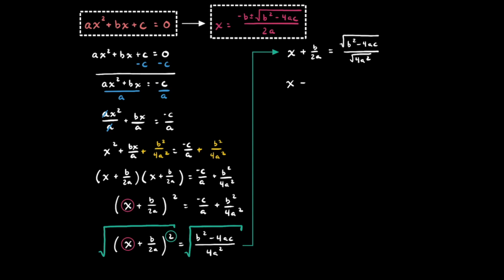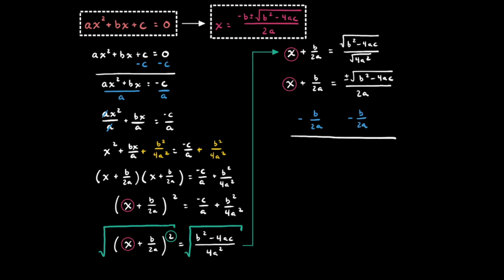On the left side, we still have x plus b over 2a. The numerator to the right is going to be plus or minus the square root of b squared minus 4ac. And since the denominator is a perfect square, we're going to get 2a. Finally, to get this x completely alone, we can subtract b over 2a from both sides. After subtracting, the left side's just going to have x alone, and the right side is going to be negative b over 2a plus or minus the square root of b squared minus 4ac all over 2a.